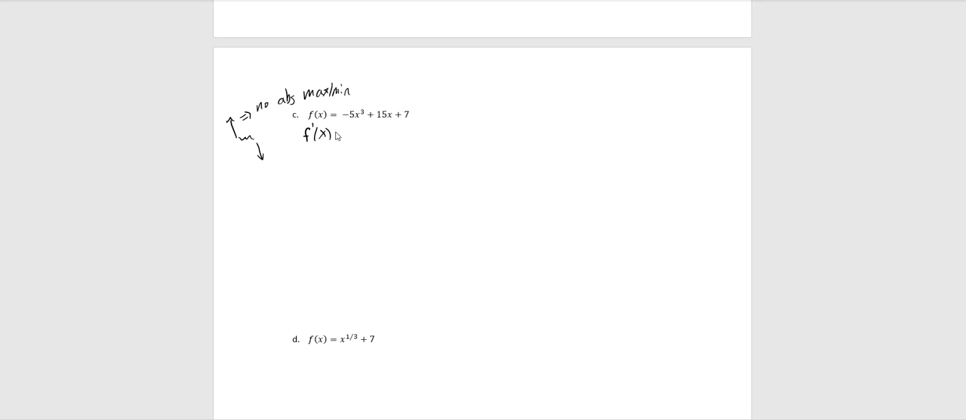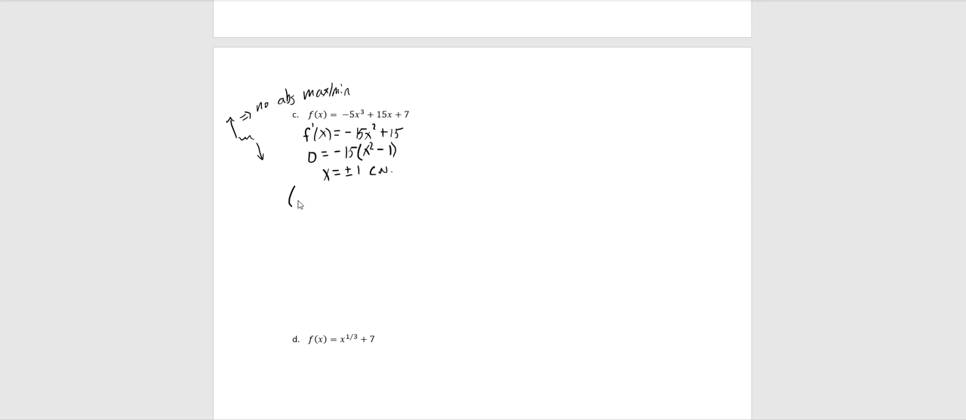The first derivative is negative 15x squared plus 15. And when we set that equal to 0, I'm going to factor out a negative 15. Negative 15, when I take it out of negative 15x squared, I get just the x squared. But when I factor out the negative, it changes this to a minus. And 15 divided by a negative 15 is a minus 1. This is nice because this allows us to solve: x equals plus or minus 1 are our critical numbers.